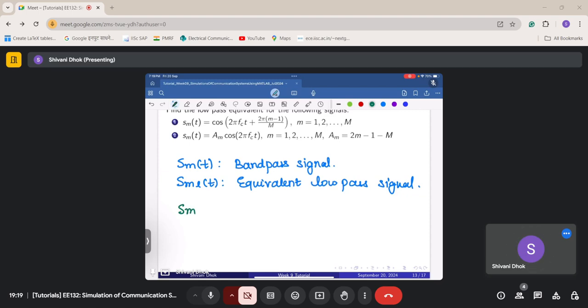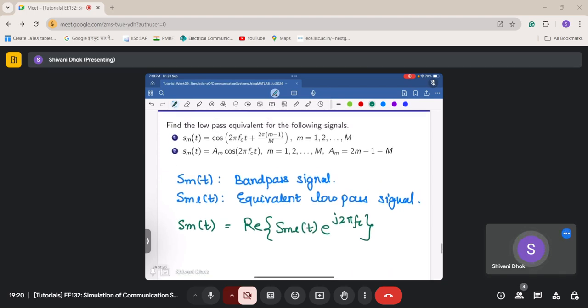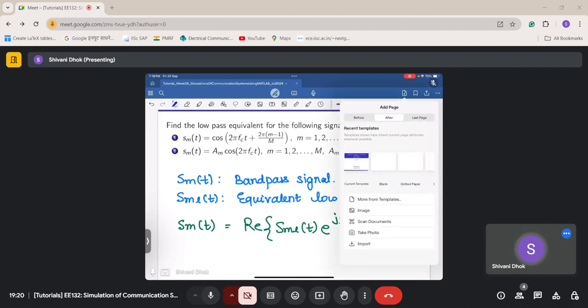Then we can write s_m(t) to be equal to real part of s_ml(t) into e power j 2 pi fc t. Okay, so this is the relation between these two signals. And now what we are asked is we need to figure out the low pass equivalent of the given signals s_m(t), both of them. The first signal, we know that it is a PSK signal, and the second one is a PAM signal. Okay, so let's start with the first one.